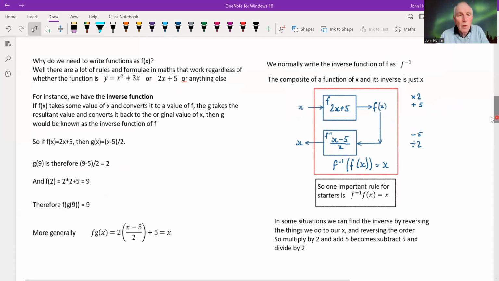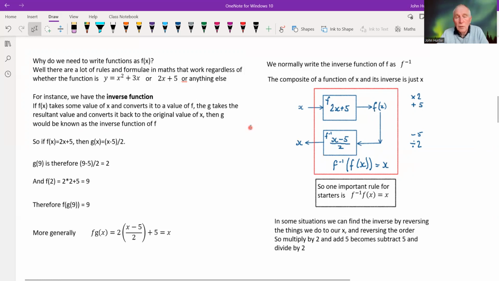Right. Well, you may well ask, why do we need to write functions? If we know it's x squared plus 3x or 2x plus 1 or whatever, why do we need to write it as f of x? Well, as we go through more advanced levels of maths, we find that we are actually doing maths on the actual function. So there are a lot of rules that we use to do with functions, which are regardless of what the actual function is, and we'll come to examples of those.